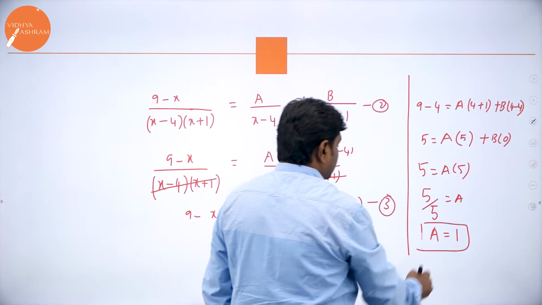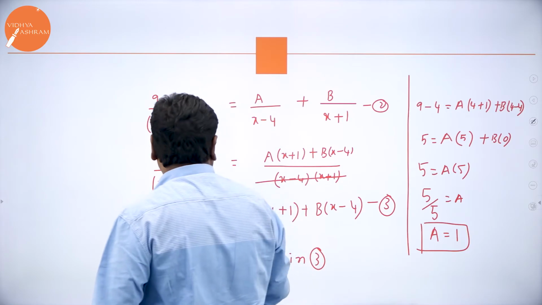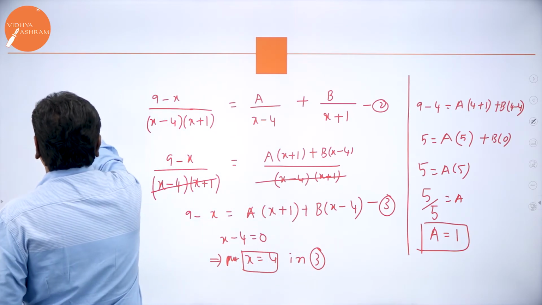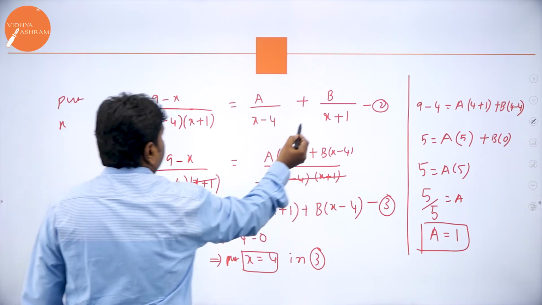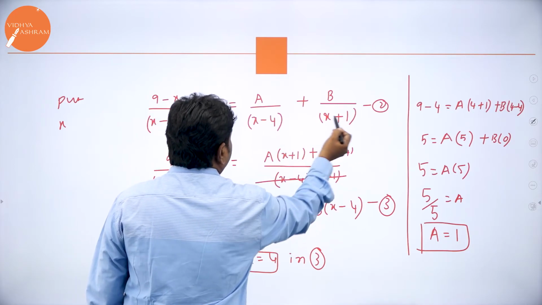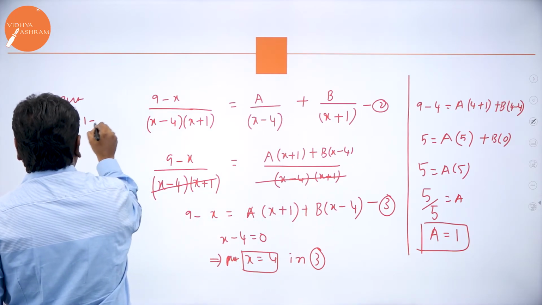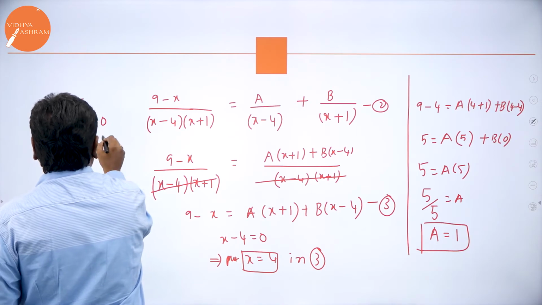What is the value of a? 1. Similarly, get the value of b. How to get the value of b? Put x as the second factor. What is the second factor? First factor we have done. So, now the second factor is what? x plus 1 equal to 0. If you put x plus 1 equal to 0, x will become minus 1.